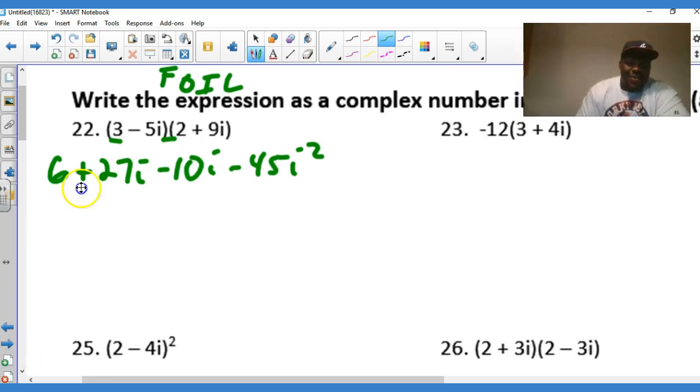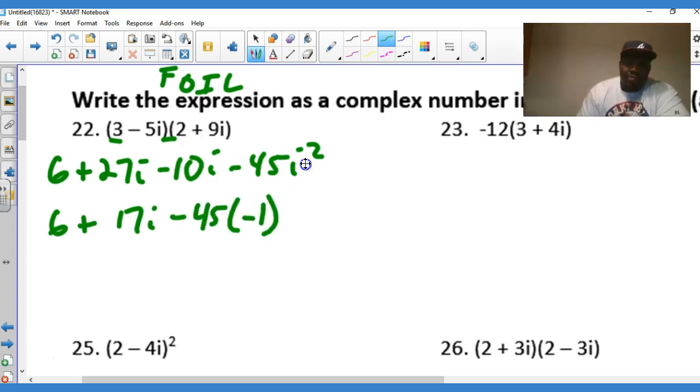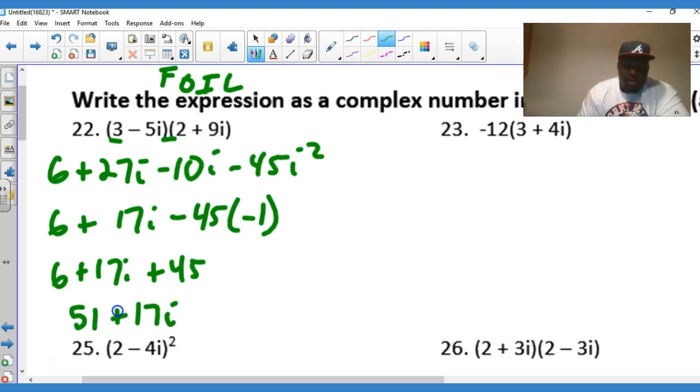Now we have to combine like terms. So it's going to be 6 plus 27i minus 10i, which is 17i. Then minus 45 times negative 1, because i squared is negative 1. Now we have 6 plus 17i plus 45, because negative 45 times negative 1 is 45. Finally, combining like terms, 6 plus 45 is going to be 51 plus 17i. Final answer.